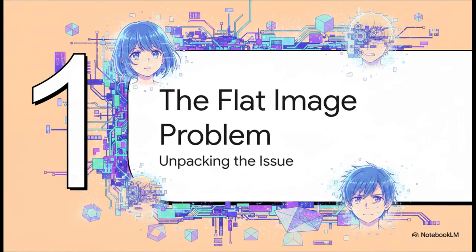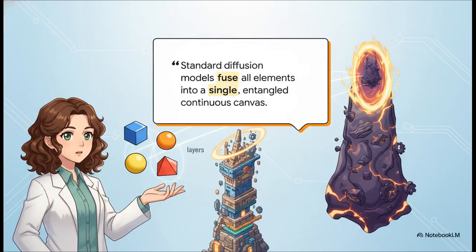So let's really dig into this flat image problem. What is actually going on inside these AI models that's causing such a roadblock for creatives? The folks who research these tools put it best. They say the models fuse all elements into a single entangled canvas. Basically, their job is to spit out a finished picture, not a layered project file. The AI has zero concept of a character layer being separate from a background layer. To it, it's all just one thing.